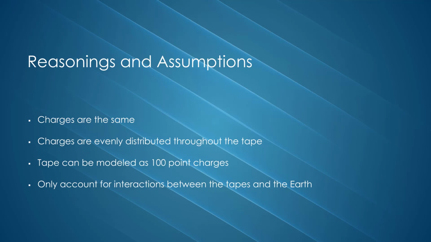Reasoning and assumptions. For simplicity, we'll say that the charges are the same and that they're evenly distributed throughout the tape. And now for our GlowScript model, we'll say that each tape can be modeled as a line of 100 point charges, and we will only be accounting for interactions between the tapes and the Earth.